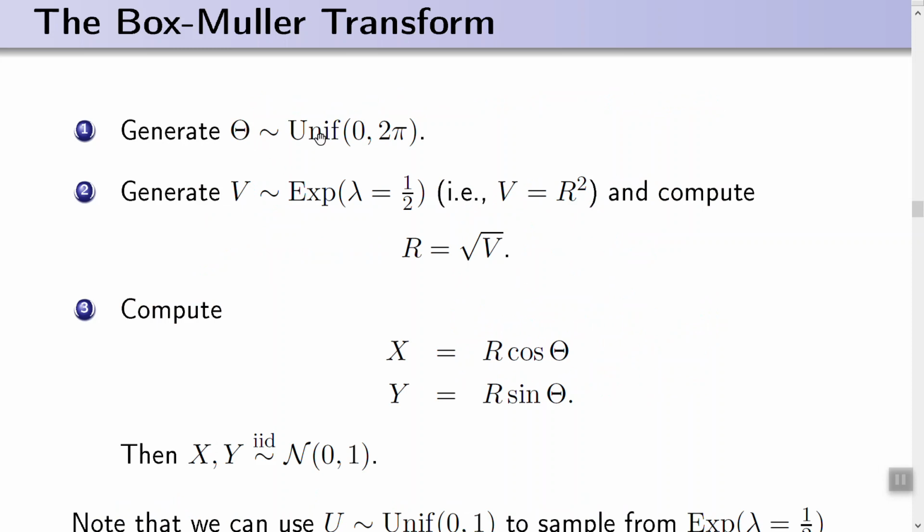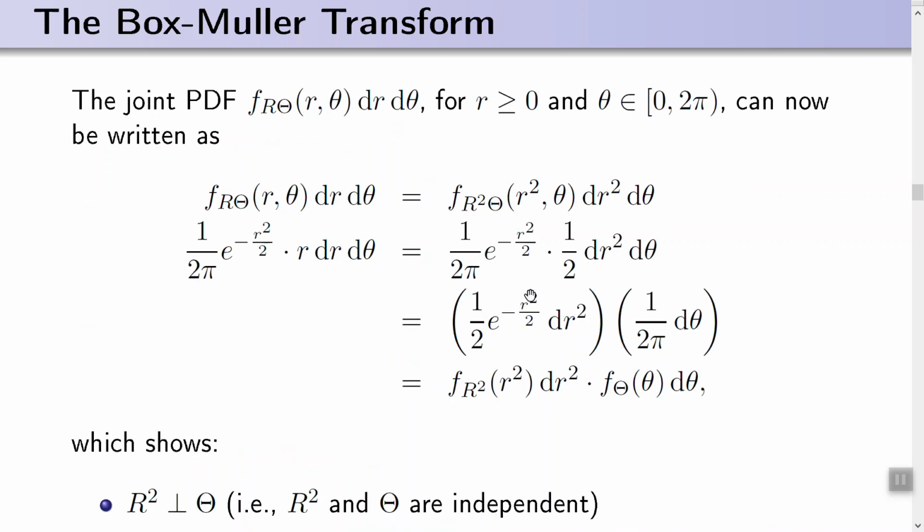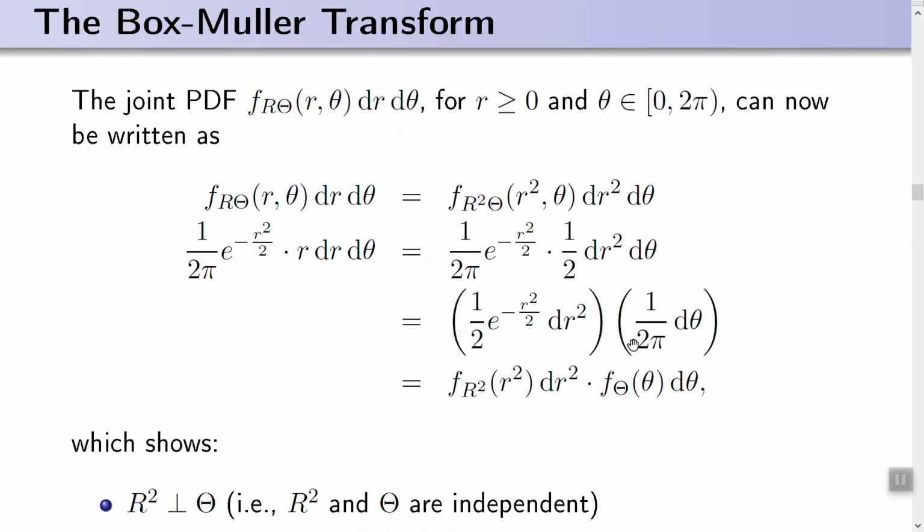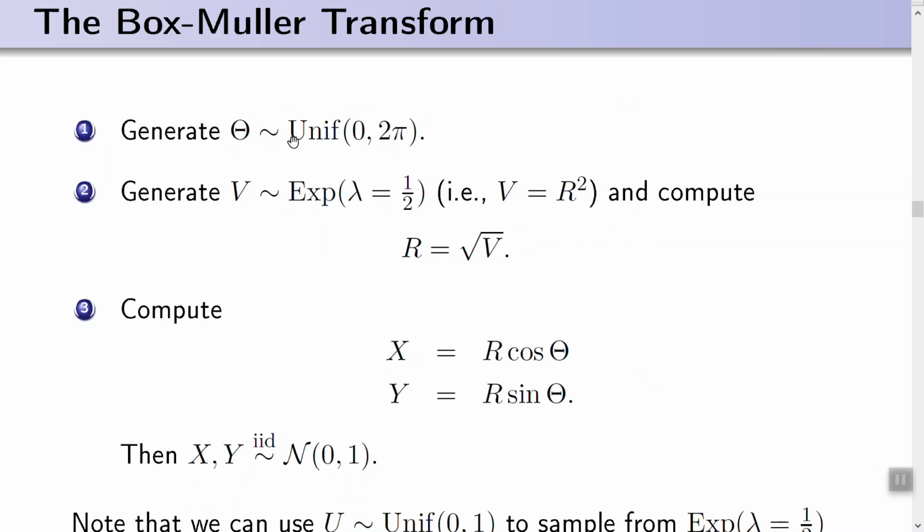We've got theta coming from the uniform from 0 to 2 pi. And then instead of x, we're going to let v equal r squared, and v just comes from exponential with lambda equal to 1/2. So instead of r squared, you have v: 1/2 e to the negative 1/2 times v. That's the PDF of the exponential with lambda equal to 1/2. And then over here, 1 over 2 pi. That's the PDF of the uniform distribution 0 to 2 pi. Is that okay?